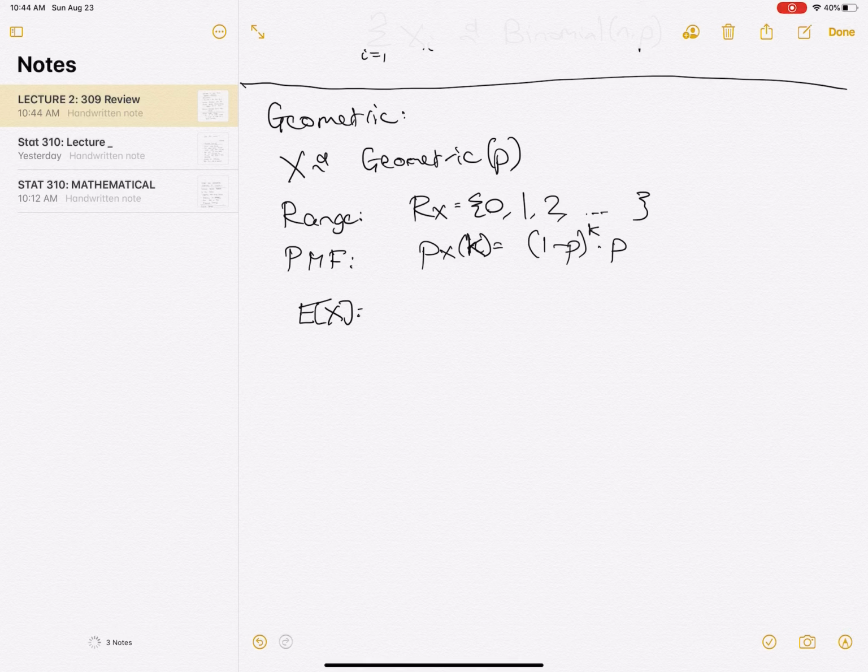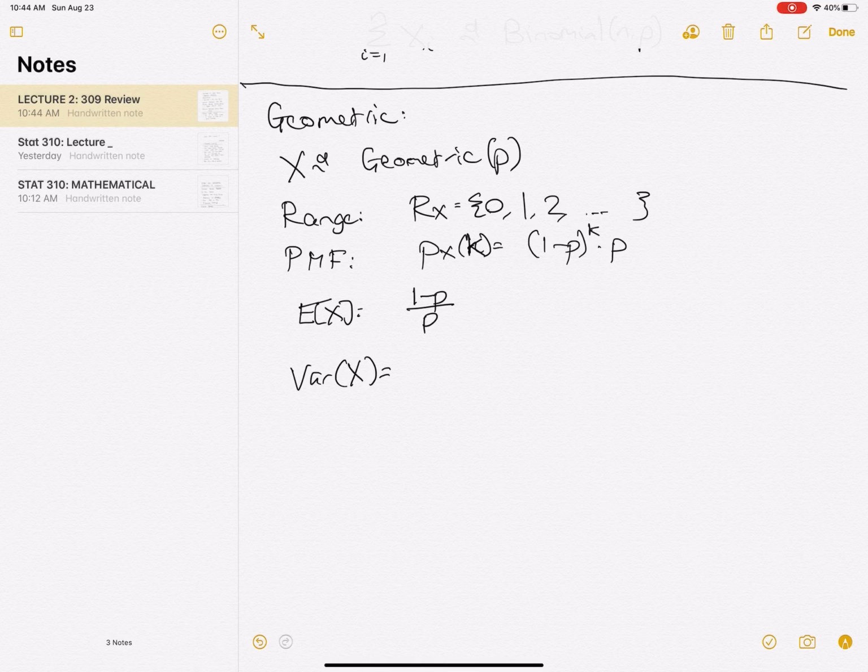Once again, you can do some algebra to calculate this expectation and variance, which I'm not going to do because these formulas are going to be given to you. But you can intuitively see that as p gets bigger, this expectation gets smaller because the number of failures is likely going to be smaller. If your p is 1, for instance, then the expectation of x is 0 because you're never going to get a failure. And if p is 0, this expectation goes to infinity because you're just going to keep getting more and more failures.